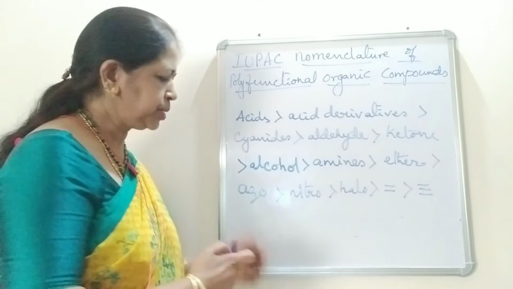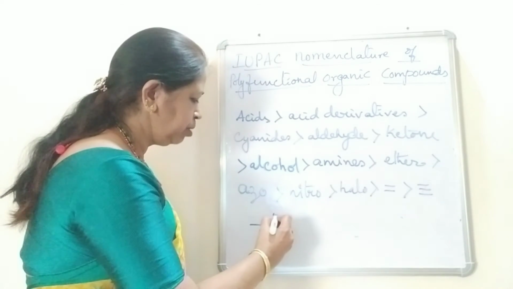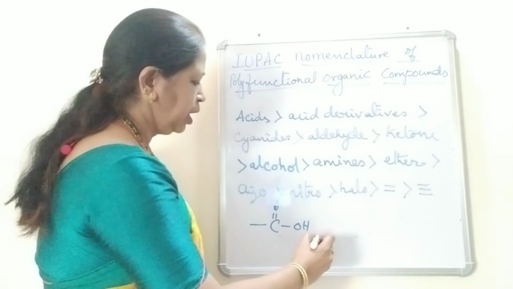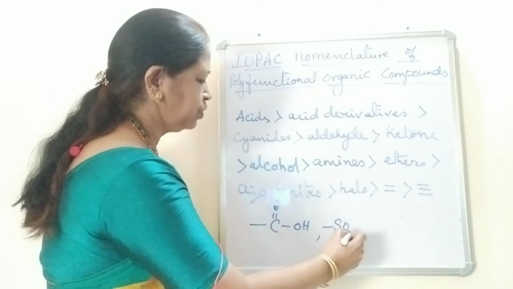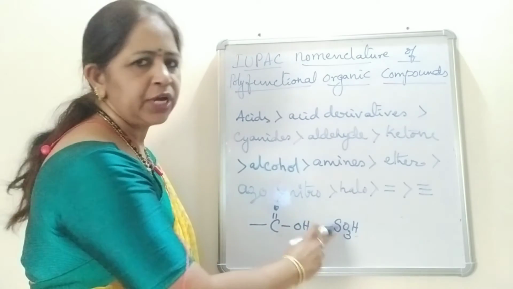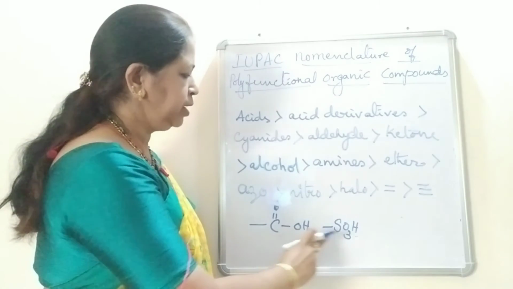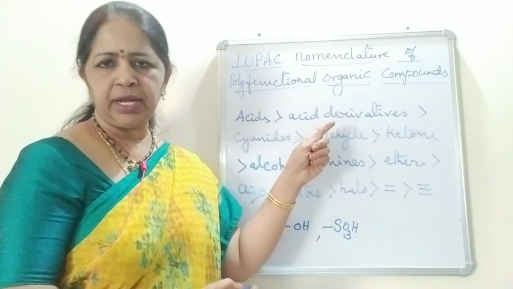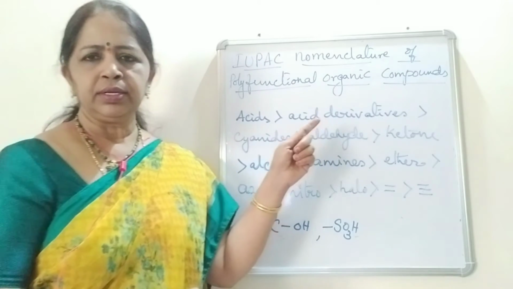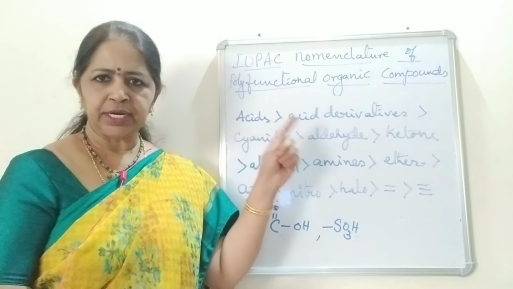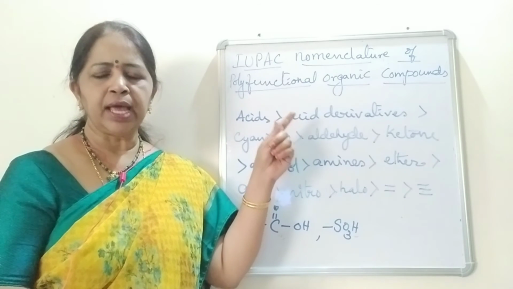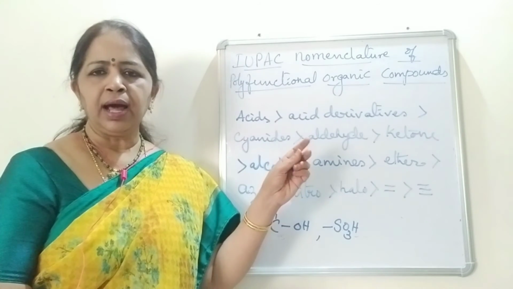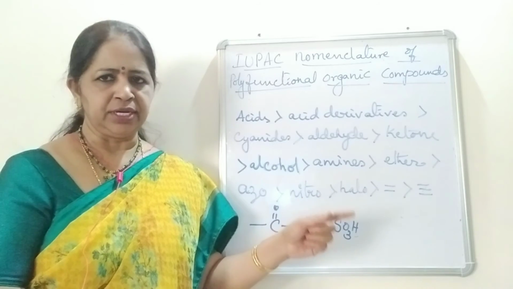Acid is COOH, C double bond O, OH, carboxylic acid group, or sulfonic acid group, SO3H. These are the two types of acid groups, carboxylic acid and sulfonic acid. Acid derivatives. What are the different acid derivatives? These are acid chloride, esters and acid amides. Amide, acid chloride and alkyl derivatives of carboxylic acids, esters.